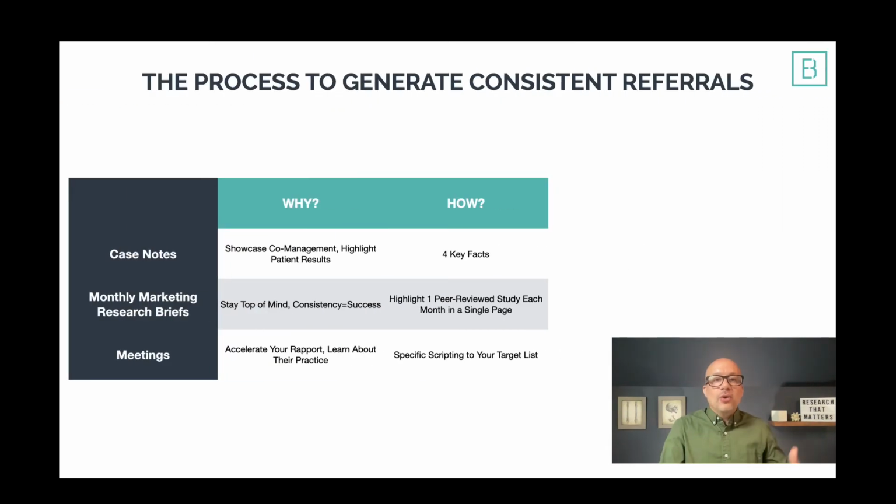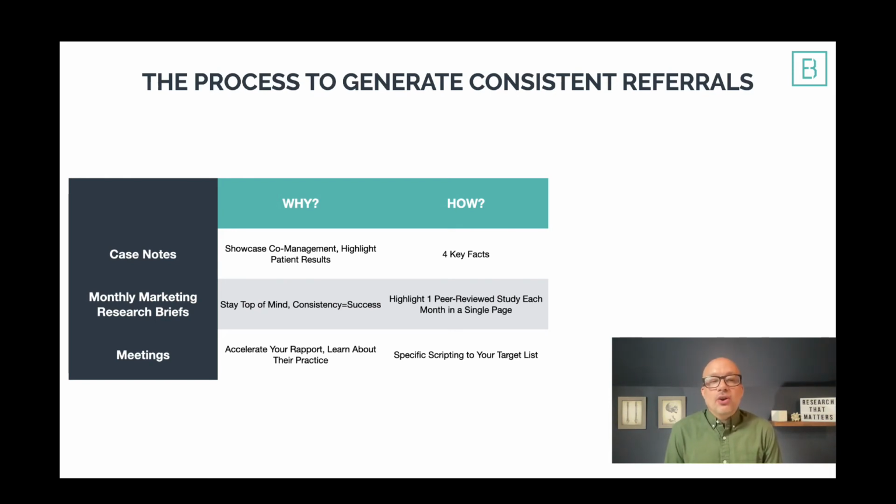So when we talk about the process to generate consistent referrals, what are they in a nutshell? Number 1, case notes. Number 2, marketing research briefs. And number 3, meetings. Each one has a how and a why. We've touched on them lightly, but let's revisit. Case notes, why do you send them? You send them to showcase co-management and to highlight great patient results. How? With the 4 key facts, or the 4 core: patient name, date of service, diagnosis, treatment plan.